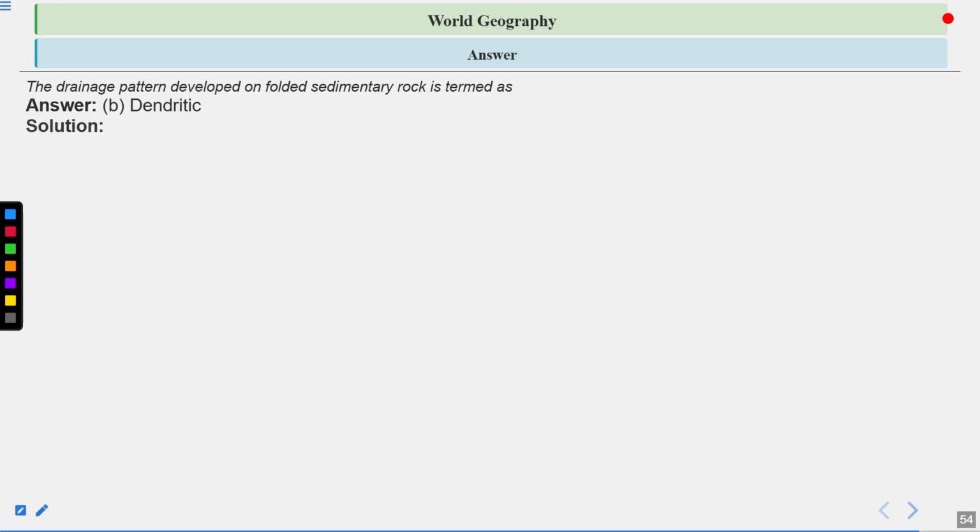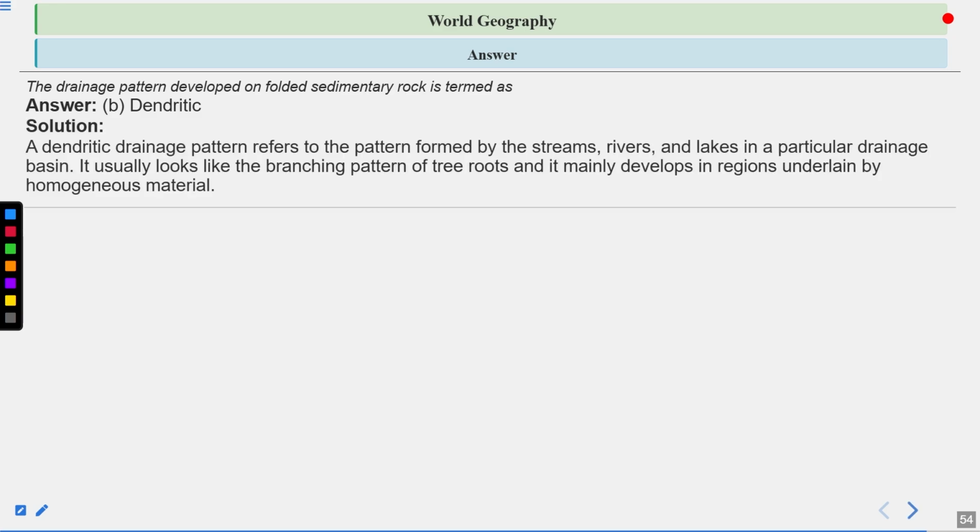A dendritic drainage pattern refers to the pattern formed by the streams, rivers, and lakes in a particular drainage basin. It usually looks like the branching pattern of tree roots and it mainly develops in regions underlain by homogeneous material. So, the correct answer is B.